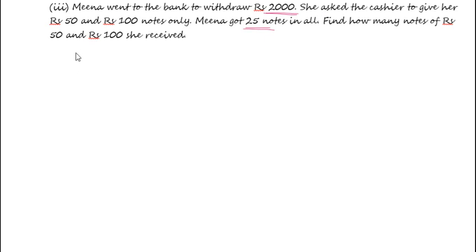So now let us assume that she received 50 rupees notes, that is x numbers, and 100 rupee notes, y numbers. Totally she got 25 notes. So the sum of these two, that is x plus y, is 25. That is our equation 1.